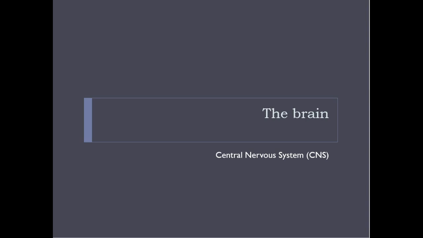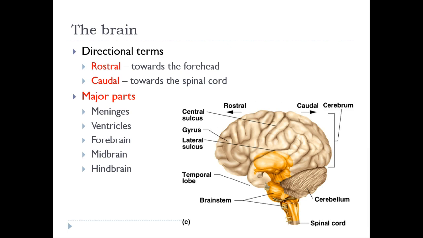In this video, we'll talk about the brain and the parts of the brain. So, for directional purposes, caudal is going to be the back part of the brain, and rostral will be the front part of the brain, near the forehead. And there's major parts of the brain that we're going to cover through this process, but we're really going to hit it hard in lab.